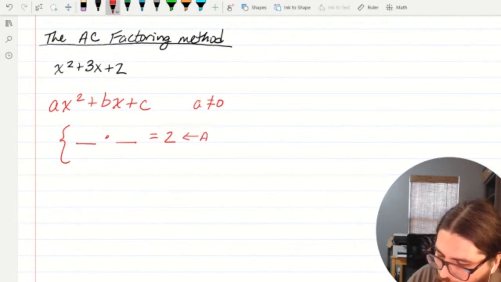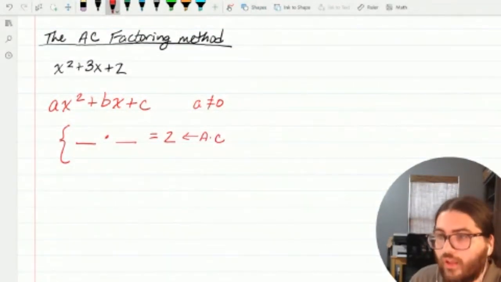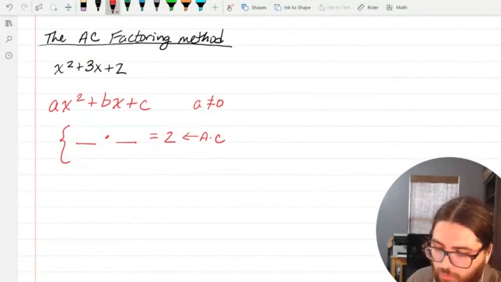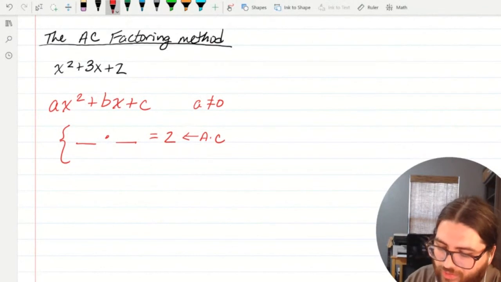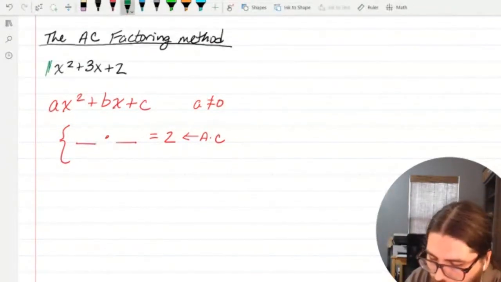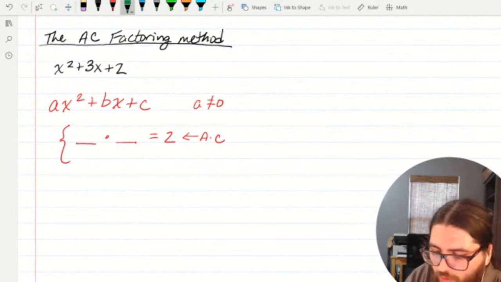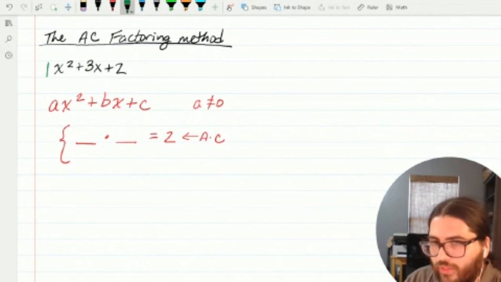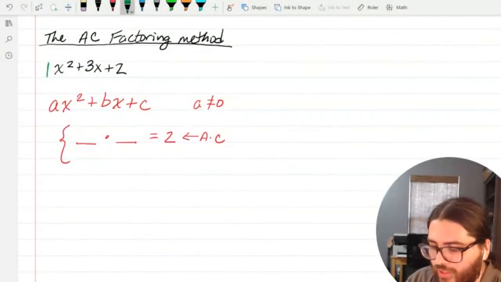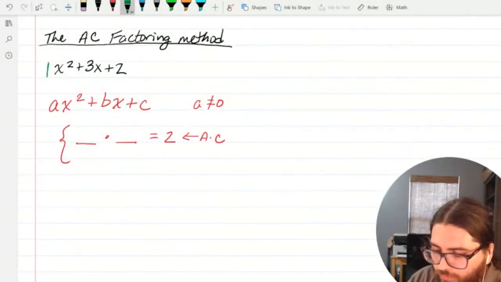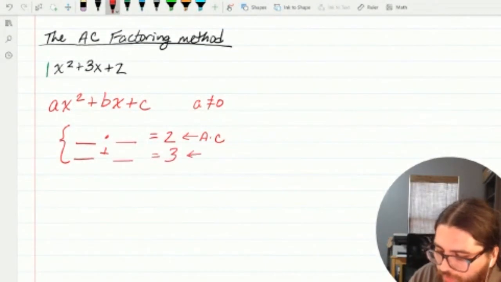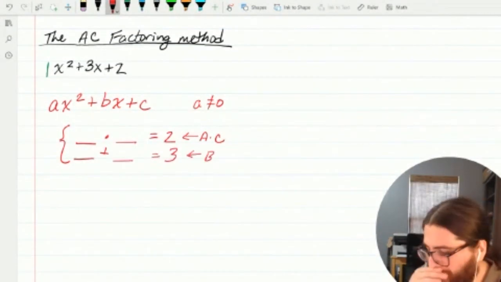In general, I call this the A times C number. And if there is a number in front of the x squared part, you'll have to multiply it there. And so in this case, it's 1 times 2, right? But in more difficult problems, that number might be 3 or 4 or 5 or 8. Whatever that number is, you multiply those two numbers to give 2. That's A times C. And those same two numbers have to add together to give me 3. This number always comes from the B position.